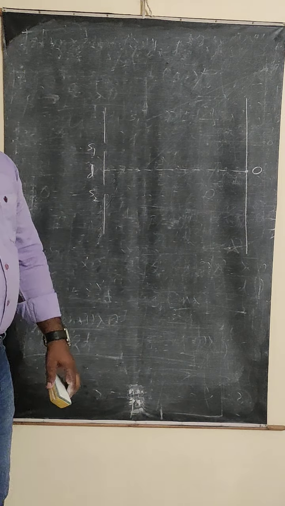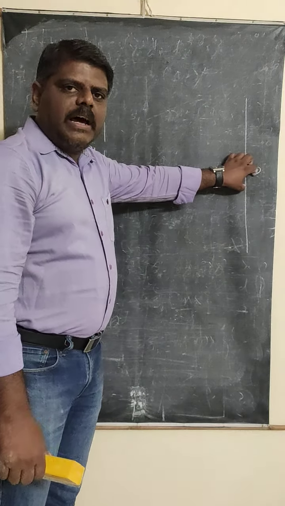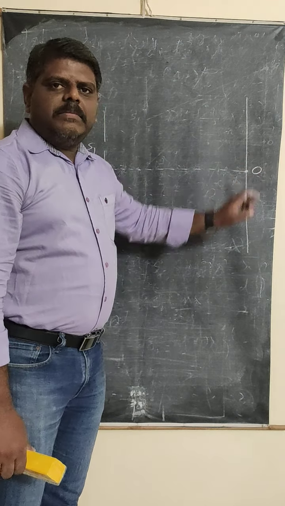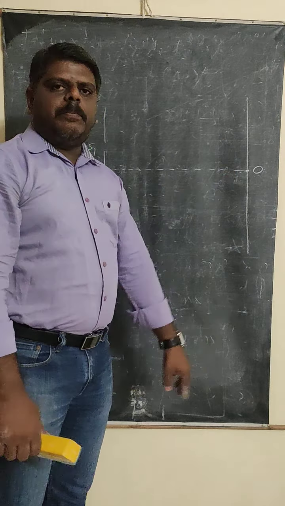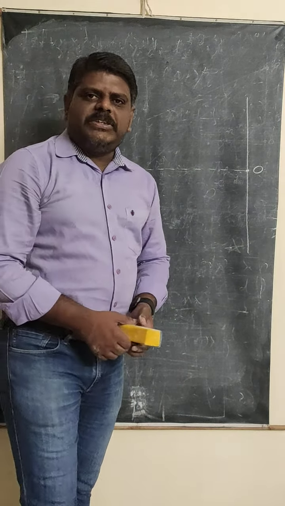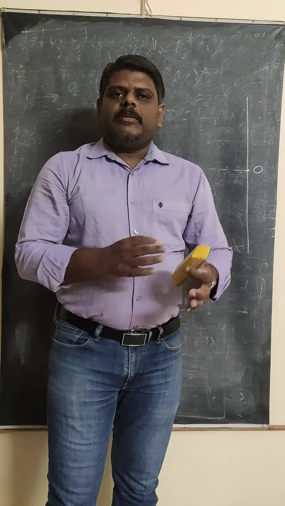Okay, center point O. Now, obviously in the Young's double slit experiment, the central band is always a bright band. What is the reason? The reason is the two light waves are going to travel the same distance to reach the point O. So the path difference will be 0. Whenever the path difference is 0, definitely what happens? We are going to get the bright band.